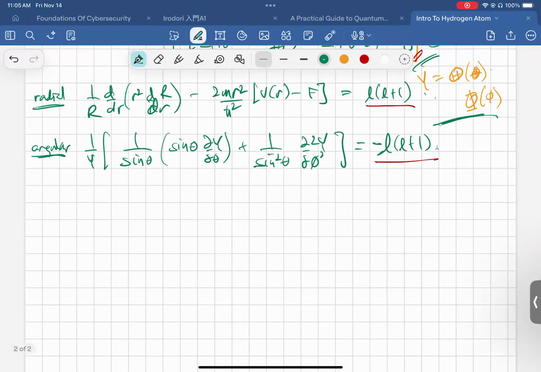Now, notice na yung angular component ay merong azimuthal tsaka polar angles. Okay, so in this case, gagamitan ulit natin ito ng separation of variables. Okay, to separate yung angular at saka polar components.